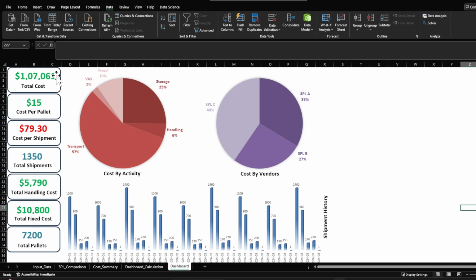Then you have the key KPIs here. Let's say what the total cost is, you can check it against your budget. Then what's the cost per pallet, as various logistics companies target that too, correct. They charge you by pallet as well. Then the cost per shipment, and how many shipments you have done in this quarter, and how much you have paid for the handling cost, what the fixed cost is, and what the total pallets used in these shipments were. So this kind of analytics you can get. By doing this kind of simple Excel trick, you can create a dashboard and analytics and use it to make decisions, financially and for any logistics strategy.